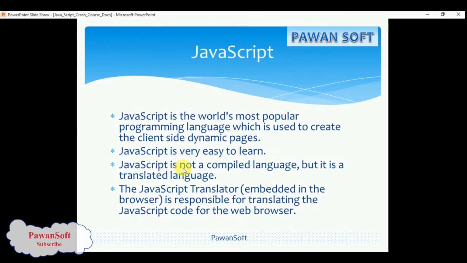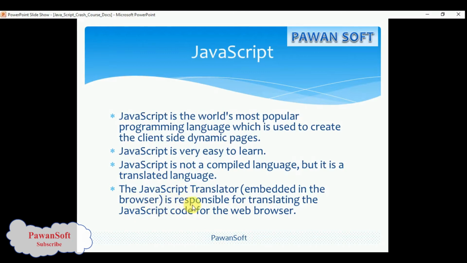JavaScript is not a compiled language, but it is a translated language. The JavaScript translator embedded in the browser is responsible for translating the JavaScript code for the web browser. So actually the JavaScript translator is embedded inside the browser, which is responsible for translating the JavaScript code for the browser.